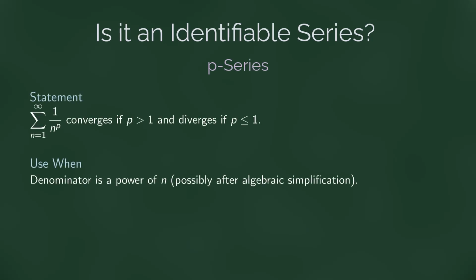Some of the most useful and ubiquitous series are the p-series. So now you need to see if you can identify one of those. If your series terms are of the form 1 over n to the p, perhaps after some simplification, then you'll know that it converges if p is bigger than 1 or diverges for p less than or equal to 1.